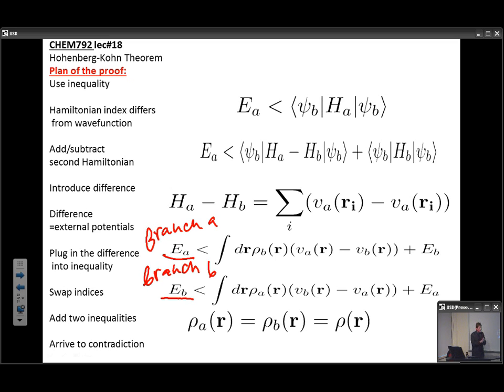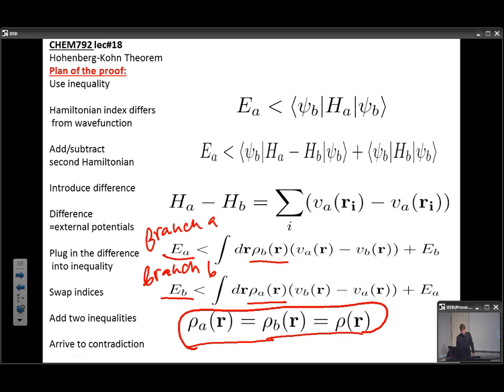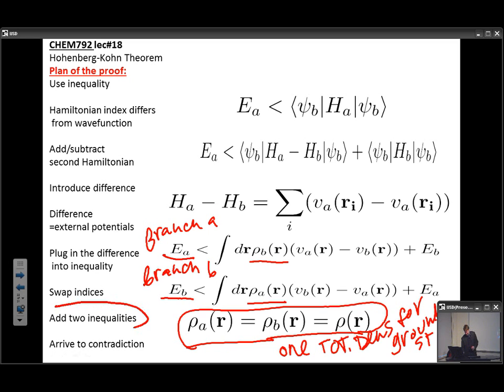First, in our original assumption, we were not saying that we are going to have two charge densities. We have only one charge density, but it wrongly led to different branches of observable. So this rho sub A and rho sub B are the same. We are going to use this effect that there is only one density, the total density for the ground state. And then we are going to add together these two inequalities.